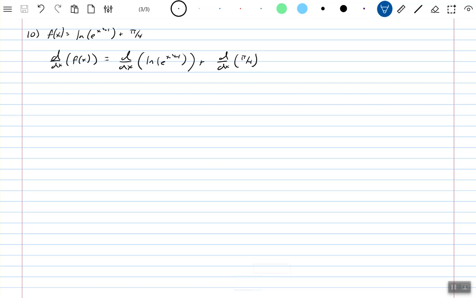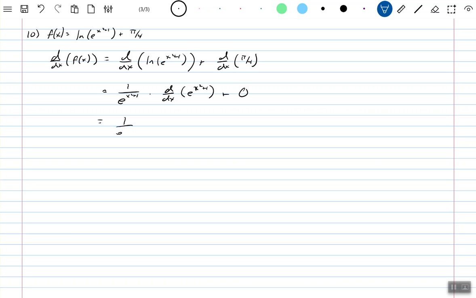And just like we did in the previous problem, we're taking the derivative of the natural log of stuff. That's just equal to the derivative of the outside, evaluated at the stuff. And what's the derivative of the natural log? It's 1 over the input. So this becomes 1 over e to the x squared plus 1. And now we multiply by the derivative of the inside, e to the x squared plus 1, plus, now what's the derivative of pi over 4? Well, that's just a constant, so that's equal to 0. So we're not done yet.